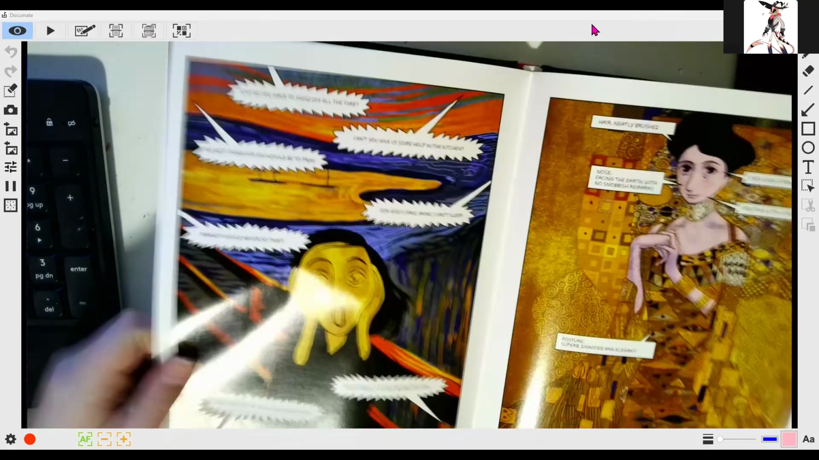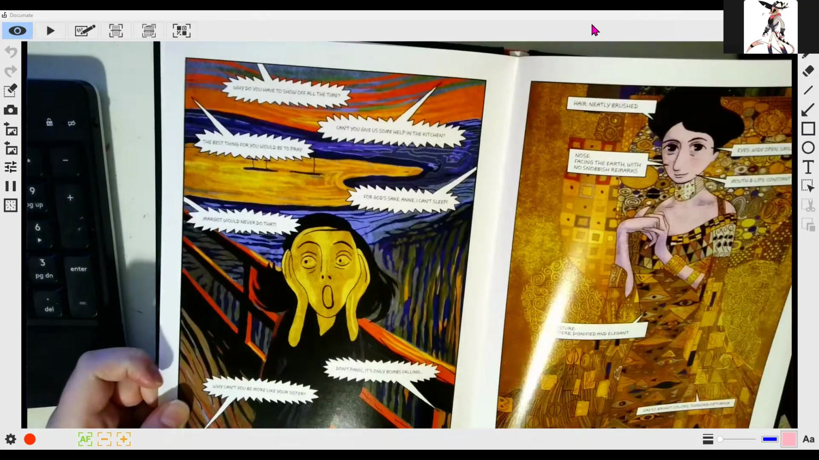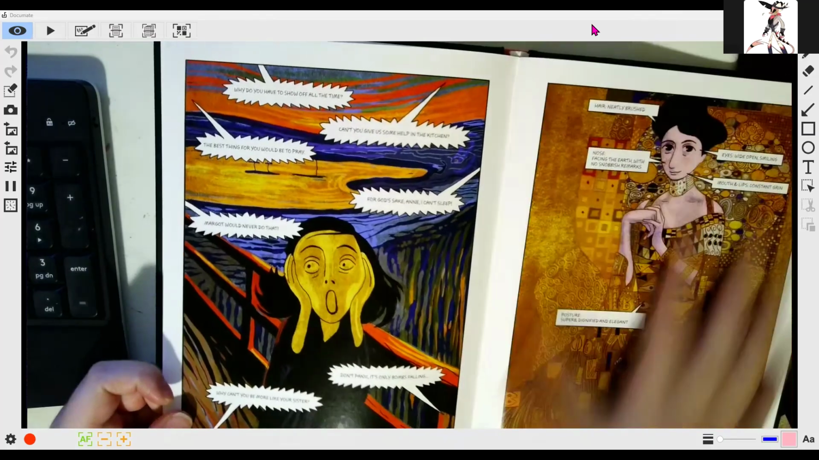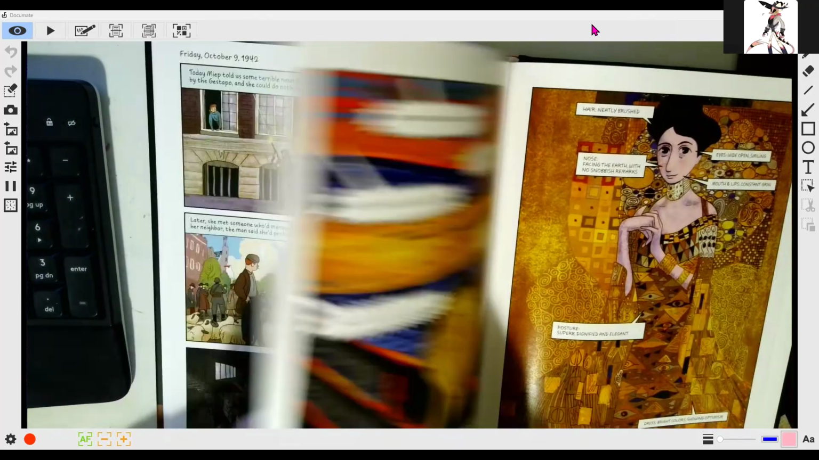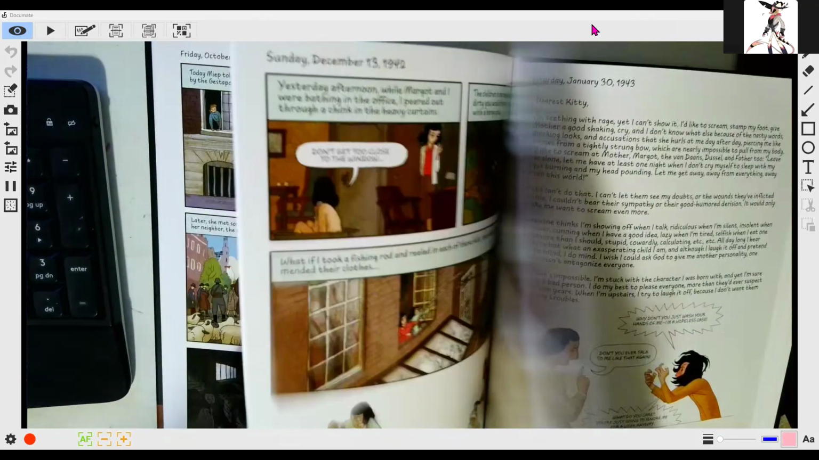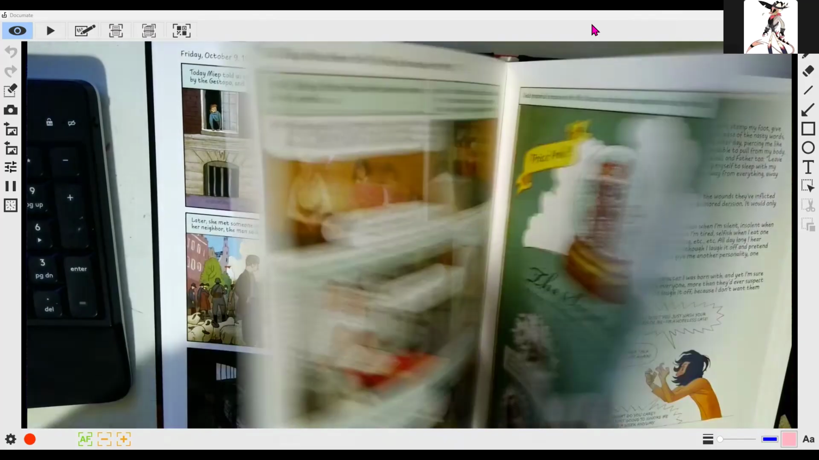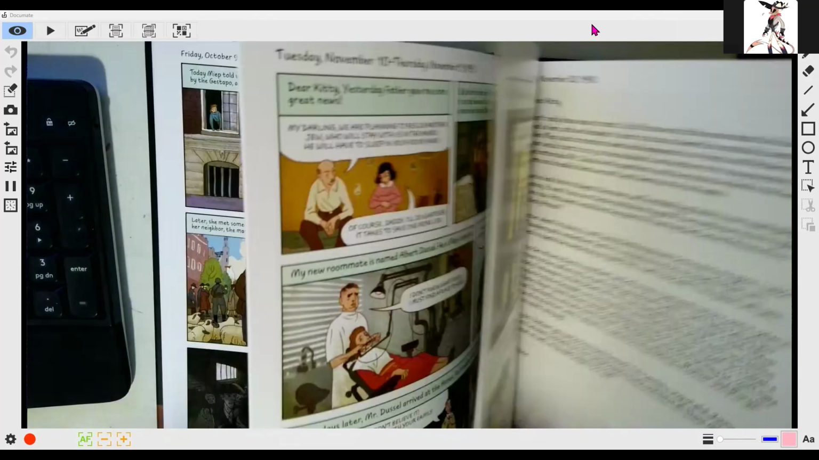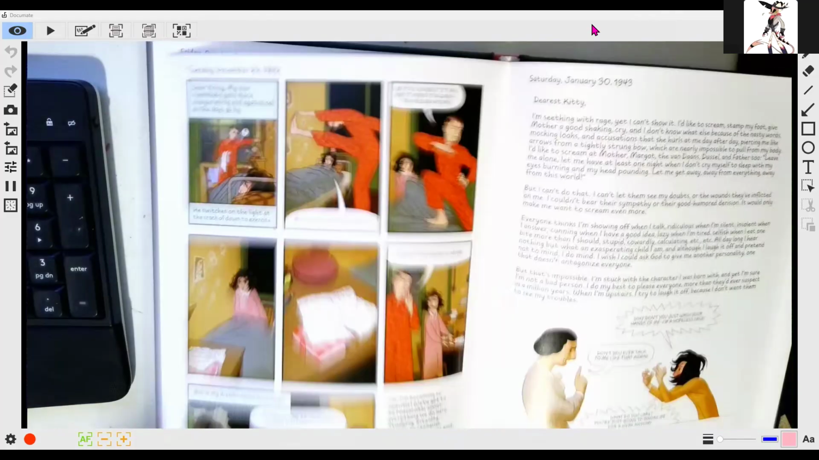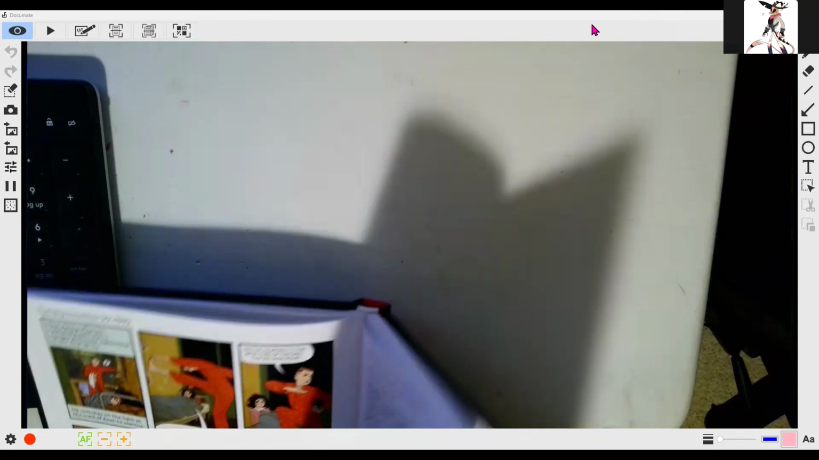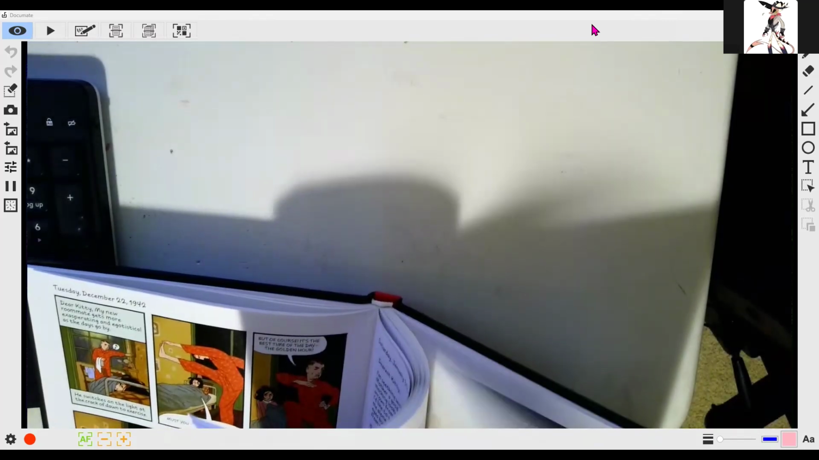I'll look at some art in it. So we got some very detailed art. We got a lot of shapes here. We got a lot of color and texture here. Really, really cool. Oh, I cannot find it. I can't find it. So basically, this is about the Holocaust.